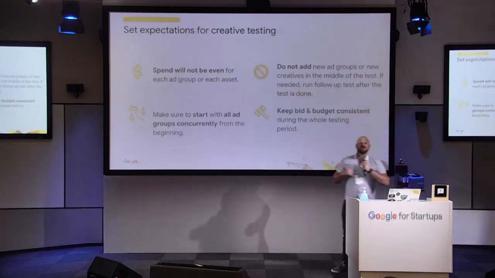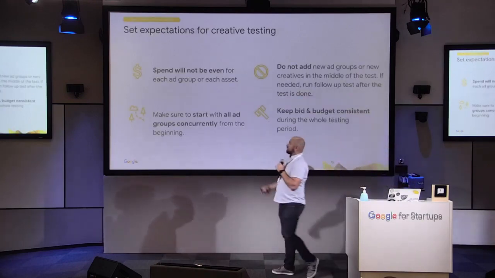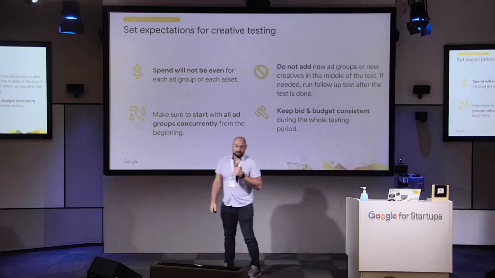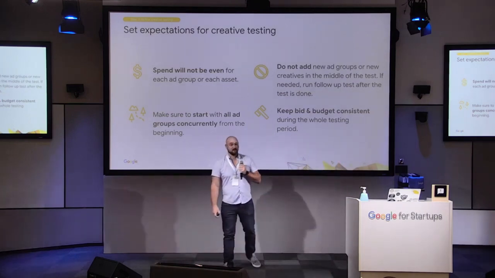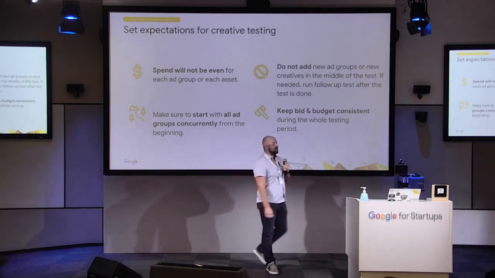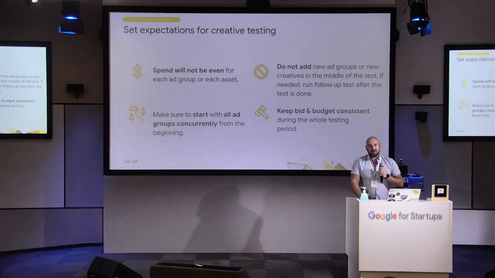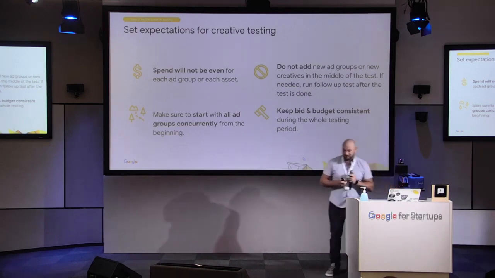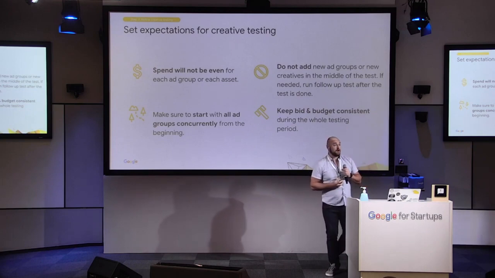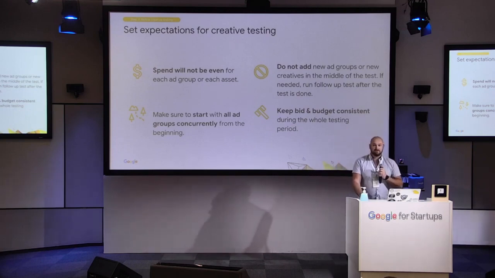But essentially, some expectations before creative testing. Spend will not be even for each ad group or each asset. That's really, really important to keep in mind. Why is that happening? Even with A/B tests, and sure, A/B tests are very, very interesting, but there's something that everyone forgets about, and that usually is the auction, right? That's a big thing for us.